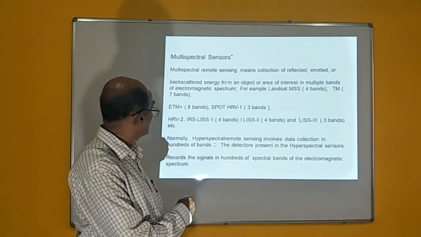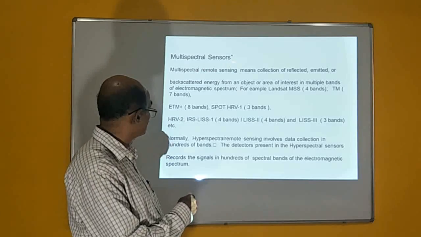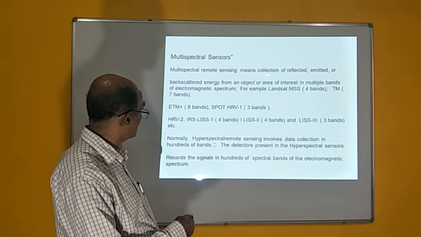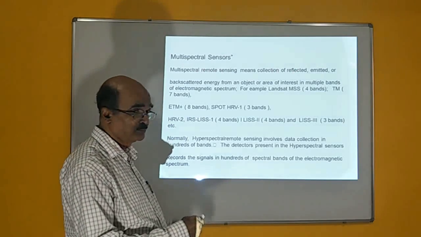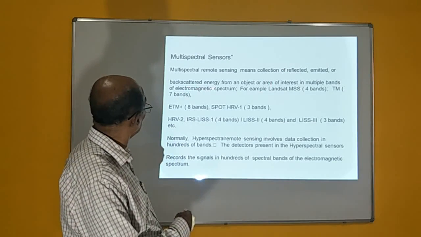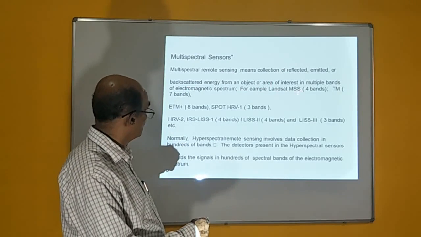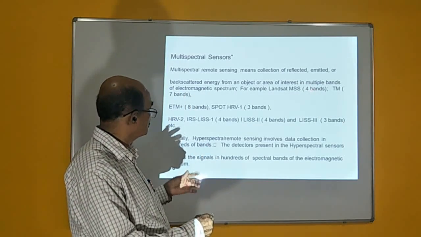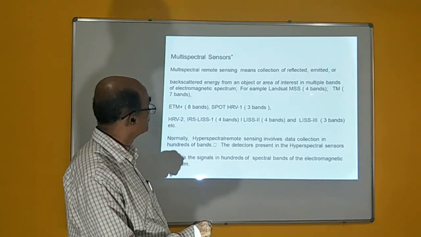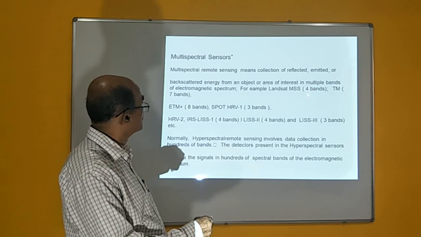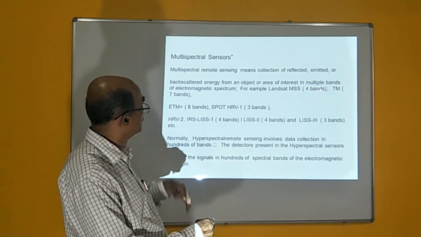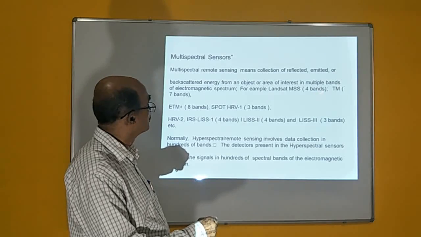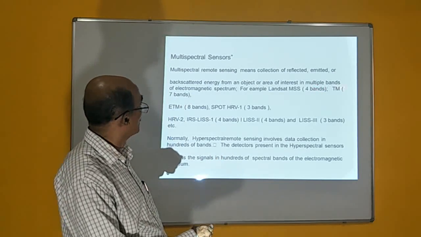So now let us discuss in detail the multispectral sensors. Multispectral, just now I said, we are collecting the data in more than one wavelength of the electromagnetic spectrum. For example, Landsat MSS normally collects the data in 4 bands. You have the green band 0.5 to 0.6, then the red band 0.6 to 0.7, then we have 2 near infrared bands, 0.7 to 0.8 and 0.8 to 1.1.